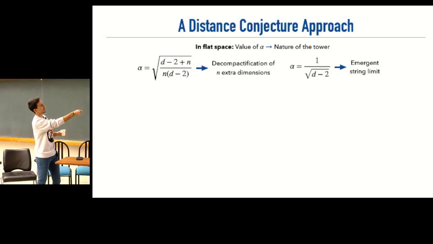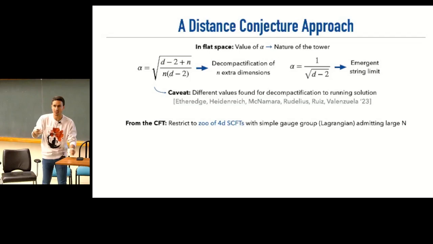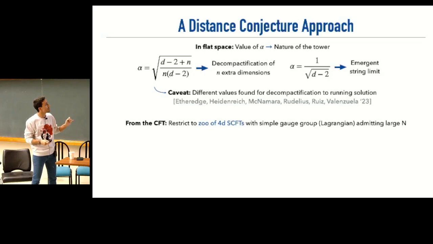However, you will point out a caveat: it's not that easy, and this might not be as easy as just getting the value and saying what it is. Let's see how it goes in the future. But still, let me take this philosophy that if I get different values of alpha, I expect that the tower is different. And for that, I'm going to restrict to a very particular setup: 4D superconformal field theories that have a single gauge group.